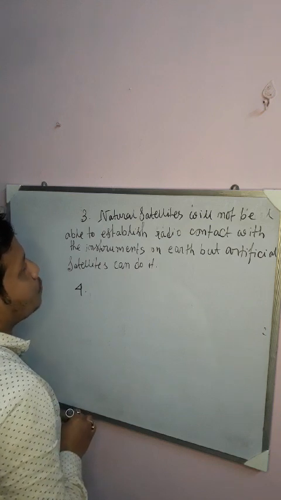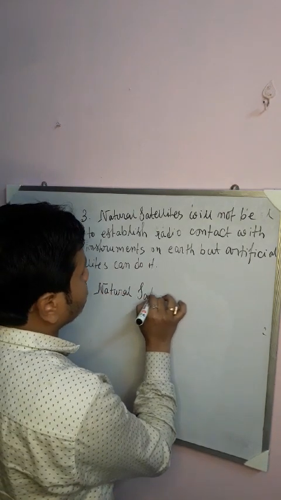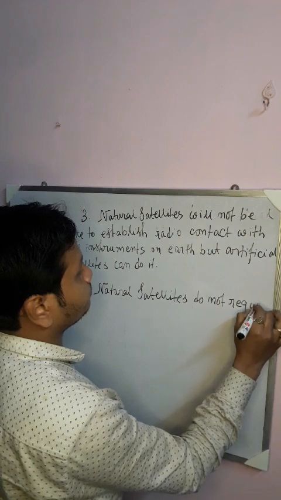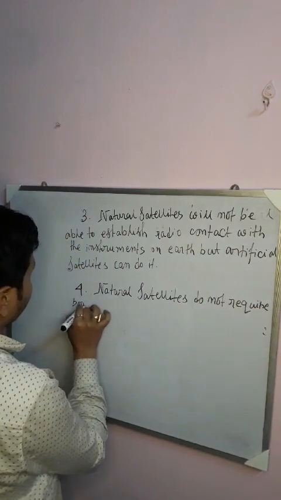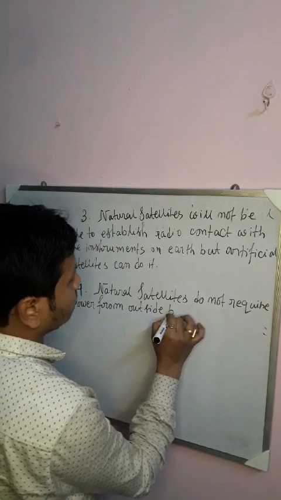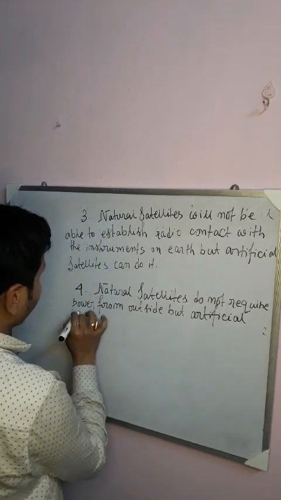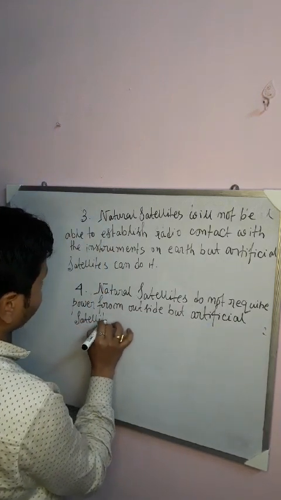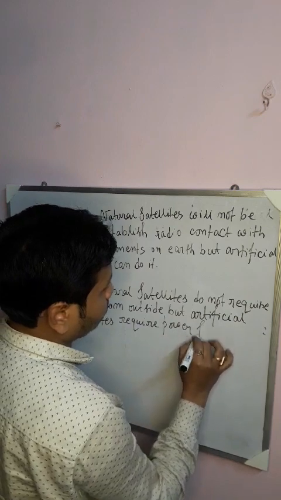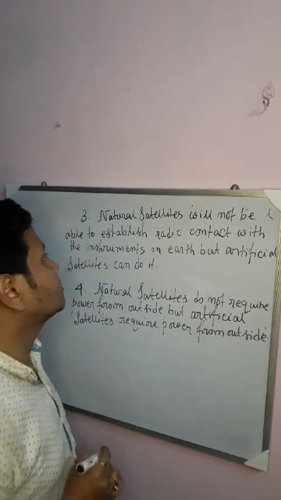The fourth one is that natural satellites do not require power from outside, but artificial satellites require power from outside. So these are the basic differences between natural and artificial satellites.